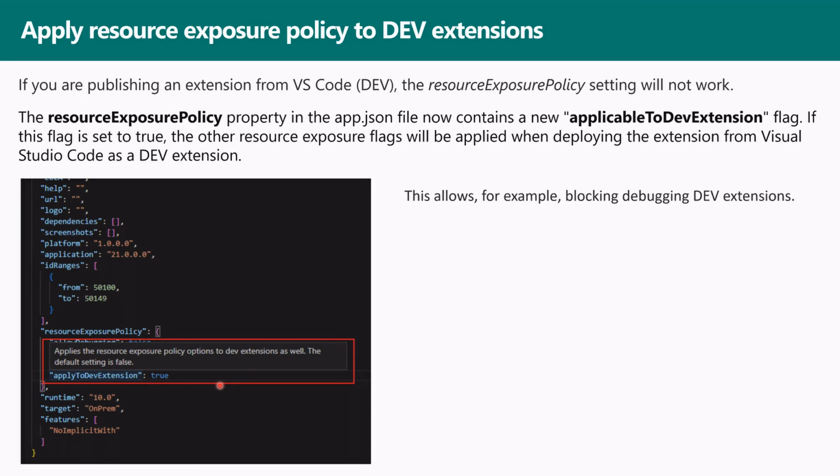And this is useful, for example, if you want to block debugging a dev extension, because in the past, the dev extension was always debuggable because it was developed for dev. But now you can control this by using the flag apply to dev extension.